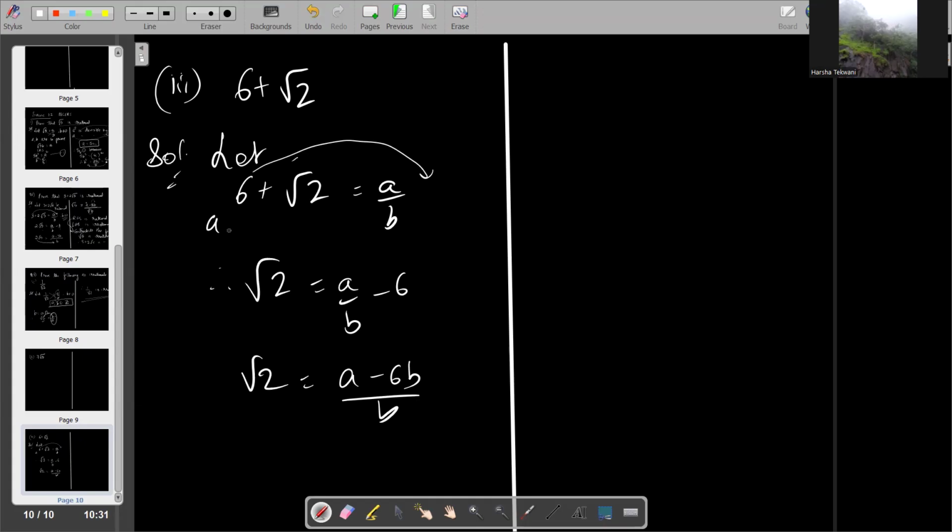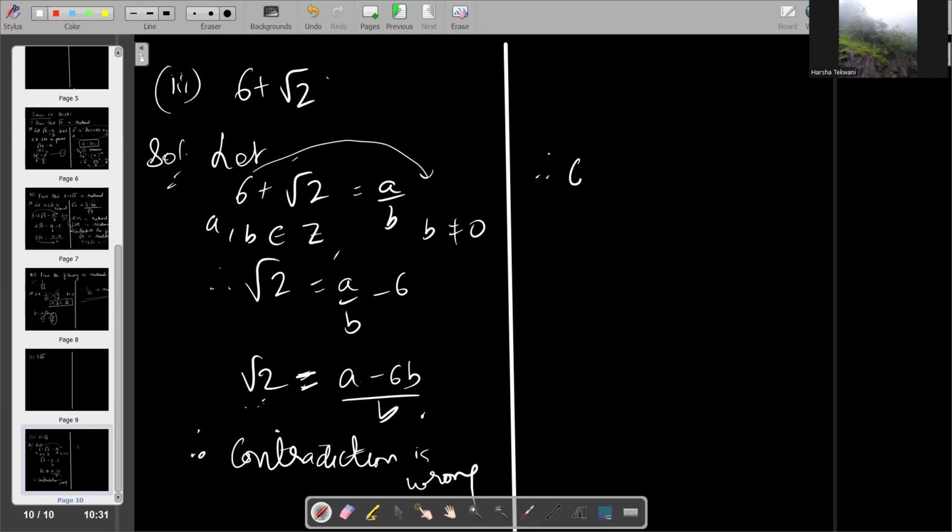You have to write all the steps. a and b belong to integers, b not equal to 0 and all that. Right hand side is completely rational. So accordingly, left hand side was supposed to be rational. But then we proved root 2 is irrational, right? Therefore, our contradiction is wrong. Therefore, 6 plus root 2 is definitely irrational.